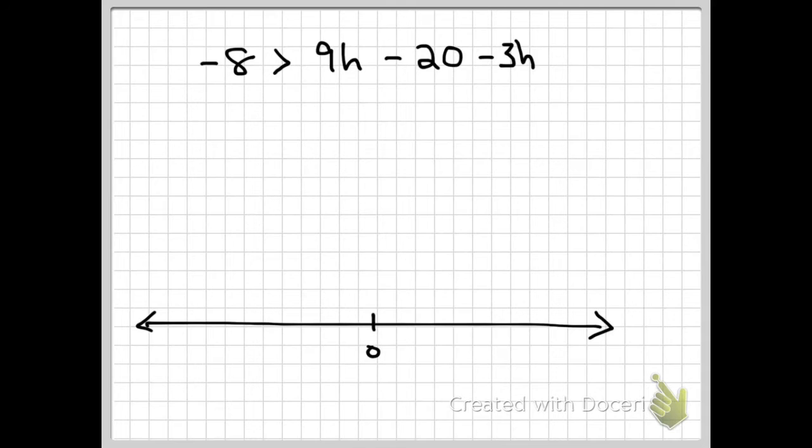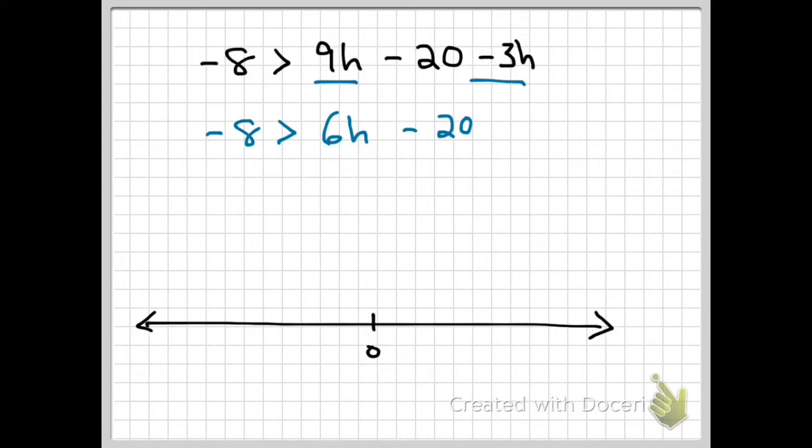All right, for this one, same thing. We notice that the variables are on the left and on the right, and we know that we might have to do some flipping here at the end, but let's take it step by step. So we have a 9h and a -3h, so we can combine like terms. Since nothing's happening on the left, we'll bring this down. 9h minus 3h gives us 6h, and the -20 has nobody to combine with.